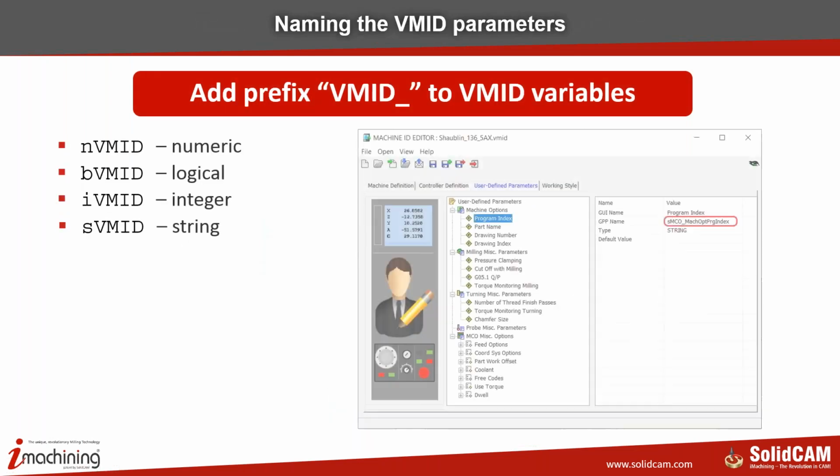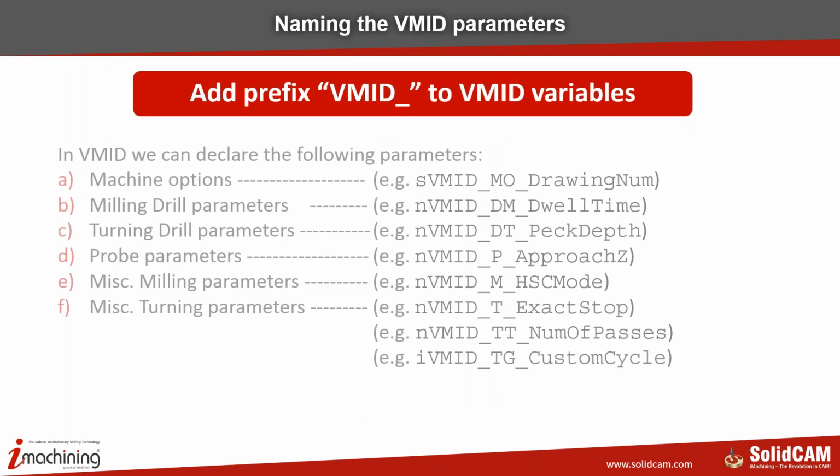Now, something about the VMID variables and parameters. As you may know, we have a lot of machine options. We have also, for this here, it is a mistake. Actually, it should be VMID variable. It will also be a variable, the same variable information as we have for the MCO itself.